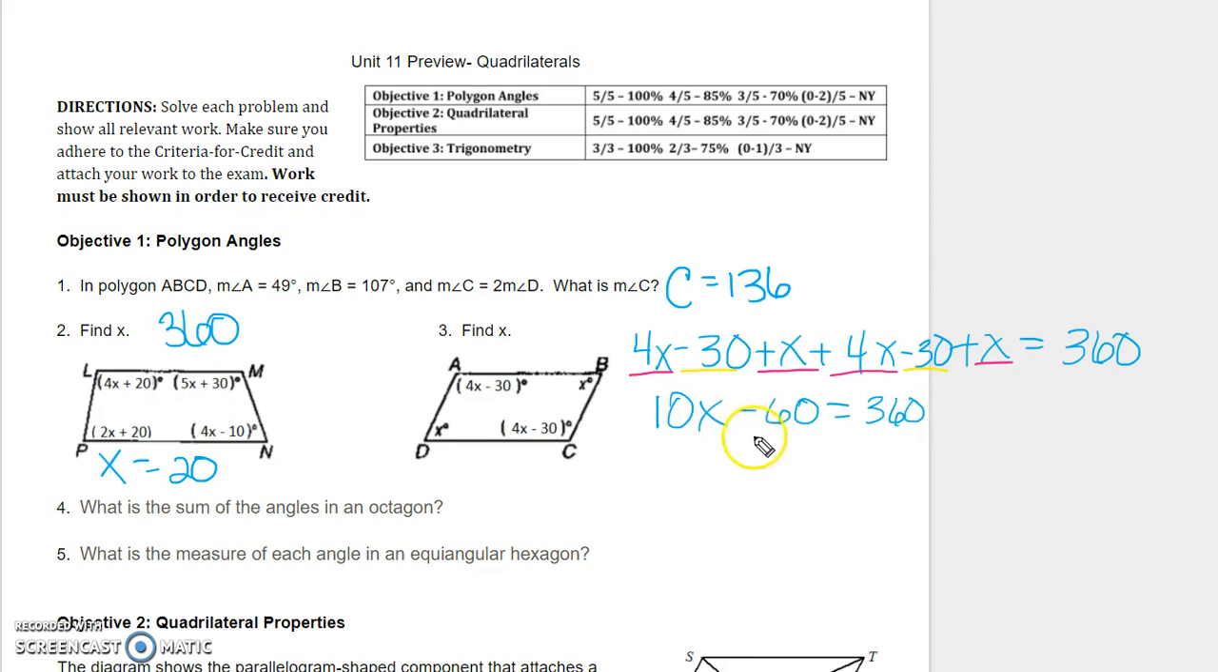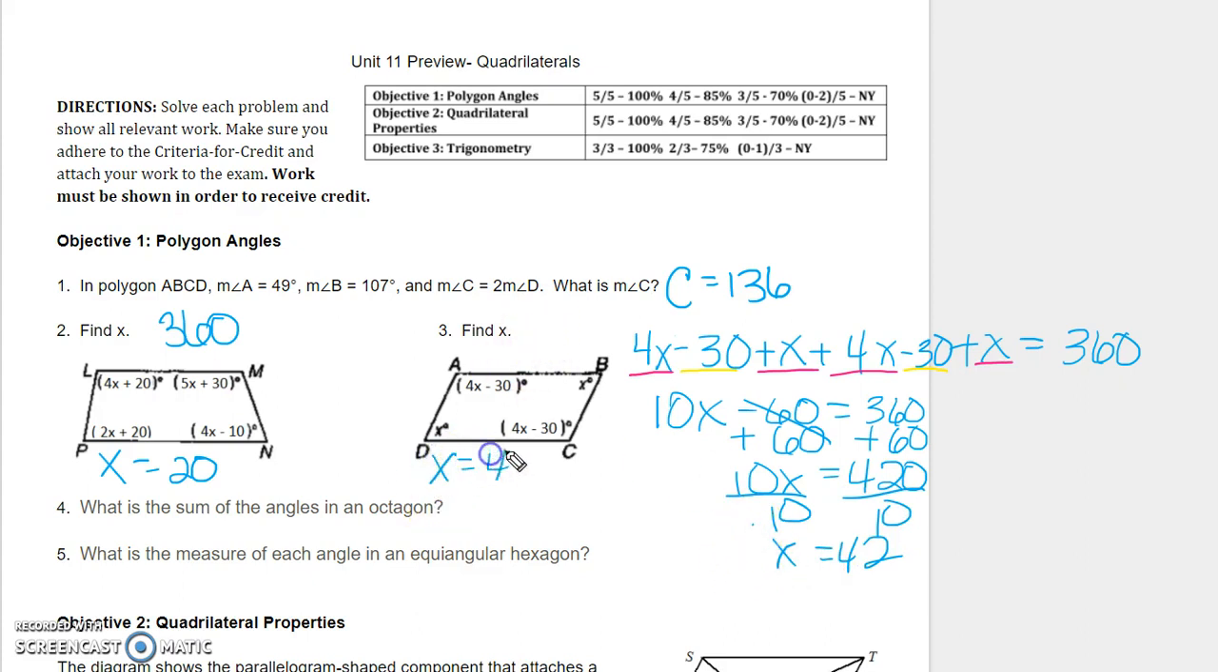Now I'm going to solve for x. So that means I'm going to add 60. I've got to isolate x. So that cancels out, gives me 0. 10x is equal to 420. And I'm going to divide by 10. So my x is equal to 42. X is equal to 42. Okay, I'm going to pause.